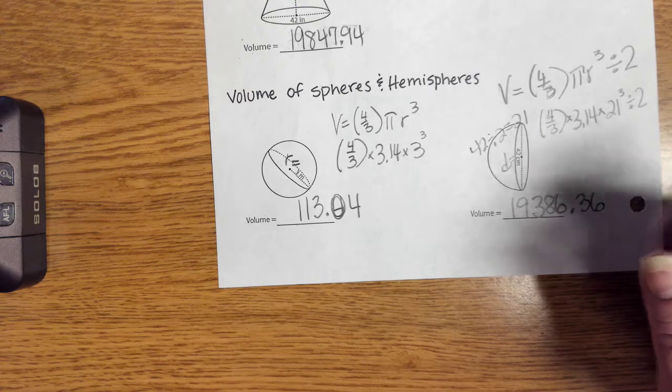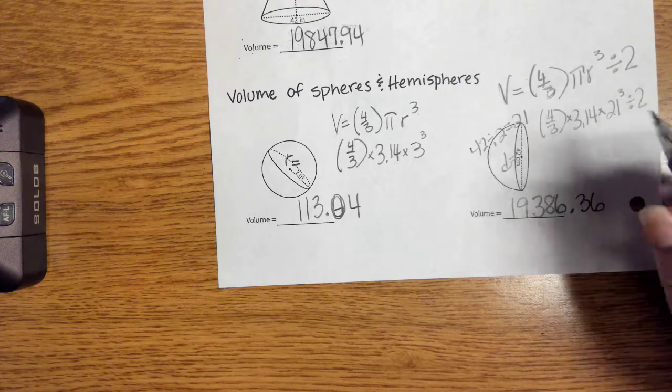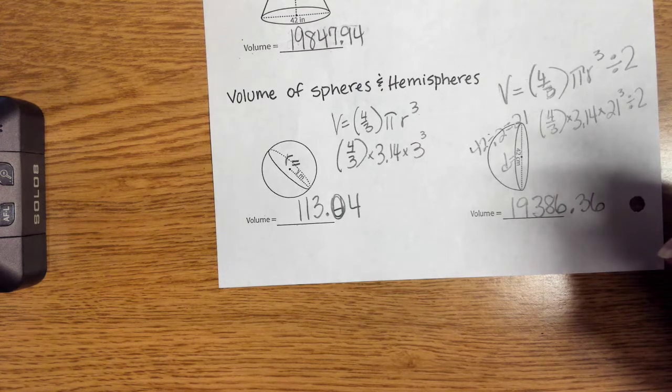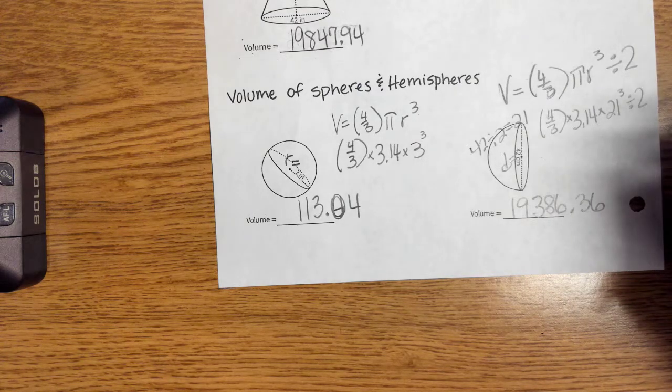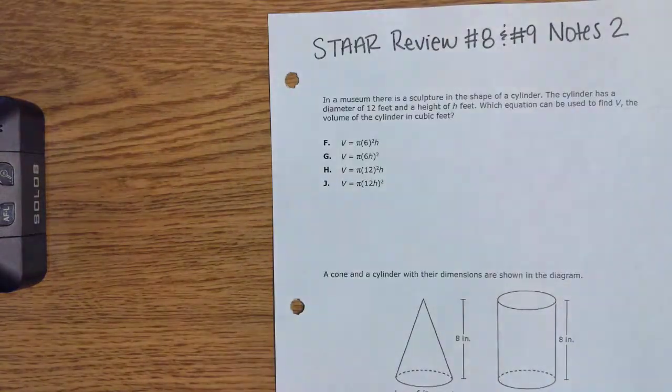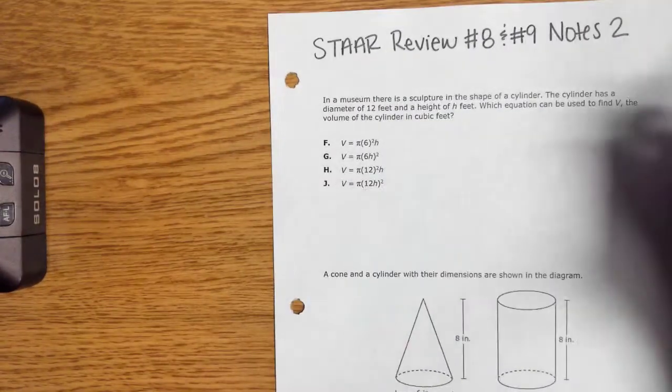$19,386.36. But it's not money, so it would be 19,386 and 36 hundredths. That is really how it should be said. Okay. All right, part 2. 2 questions. These are typical.